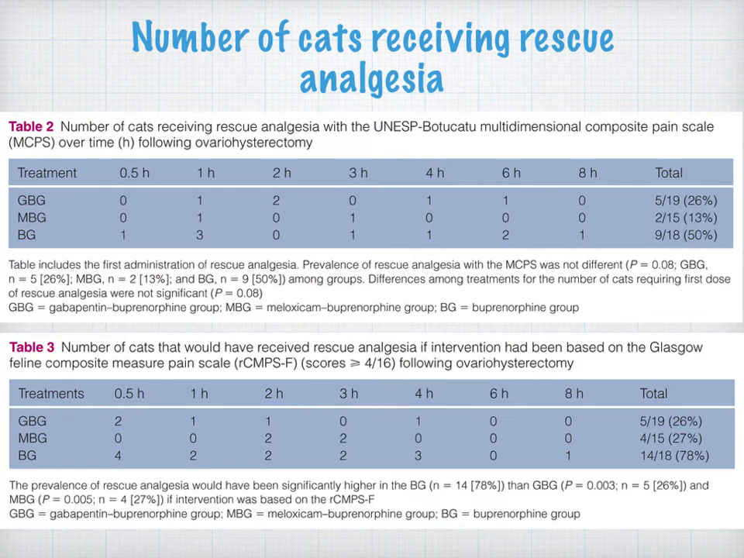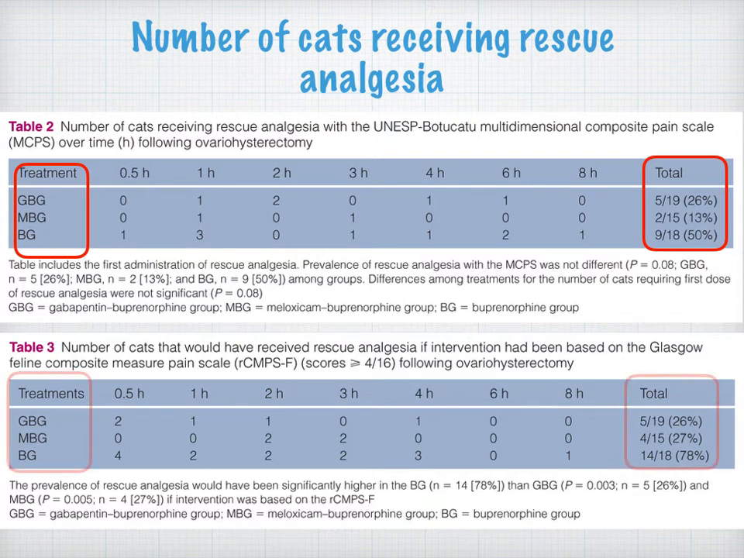52 cats were included in the final analysis. So first, let's have a look how many cats required rescue analgesia. 16 cats required rescue analgesia. Prevalence of rescue analgesia, as shown in Table 2, was not different using the MCPS. Time to first rescue analgesia was not different among treatments.